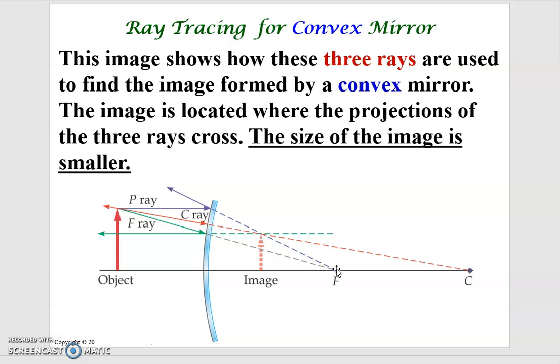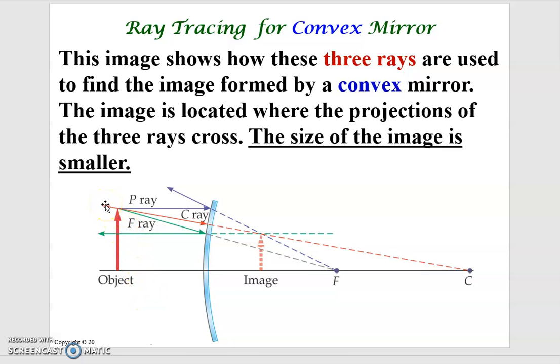Now let's use the F ray, which is the ray that will pass through the focal point. And in that case, we know that the direction of the reflected F ray is parallel to the axis. So you can trace them backward again. So the green dashed line will intersect with the purple dashed line. Now, it is almost enough, but let's try to draw one more ray and we can form the image successfully.